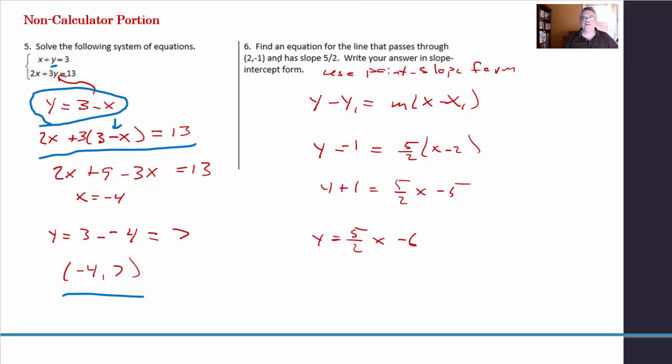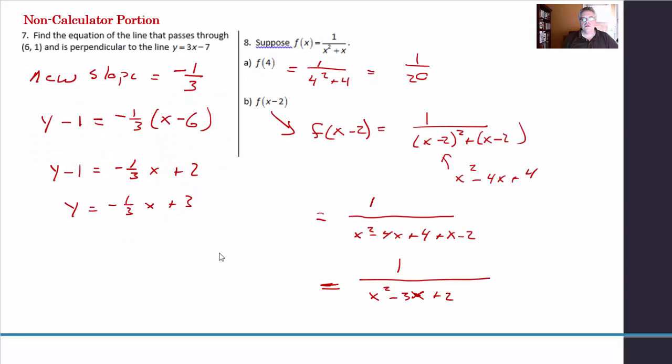All right, this one's quick. Find an equation for the line that passes through (2, -1) and has slope 5/2. I use good old point-slope form. All I did is put in the coordinates of the point we know in for x1 and y1. I substituted 5/2 for m and simplified, and that's what I got. All right, let's go forward.